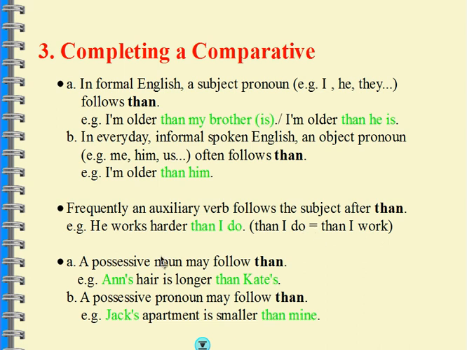A possessive noun may follow than. Example, Anne's hair is longer than Kate's. Kate's is the possessive noun. Or a possessive pronoun may follow than. Example, Jack's apartment is smaller than mine, and mine is the possessive pronoun.